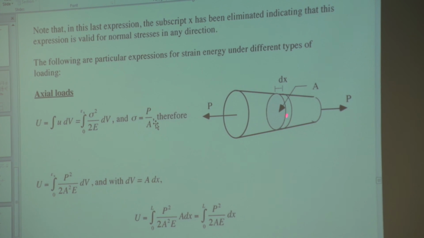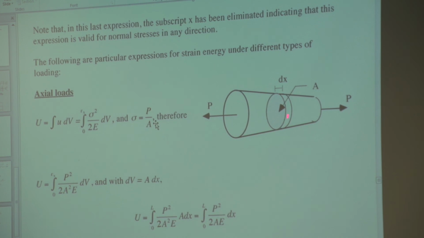Sigma is P over A. It doesn't matter that A is changing, but sigma is always equal to P over A. You want to find it here, you divide it by this area. You want to find it here, you divide it by that area. I want to find it there, I divide it by that area. Sigma is not a constant, but it's still equal to P over A. So you're getting P over A. Put it into that equation, P squared over 2A squared E dV. And with dV equals A dx.